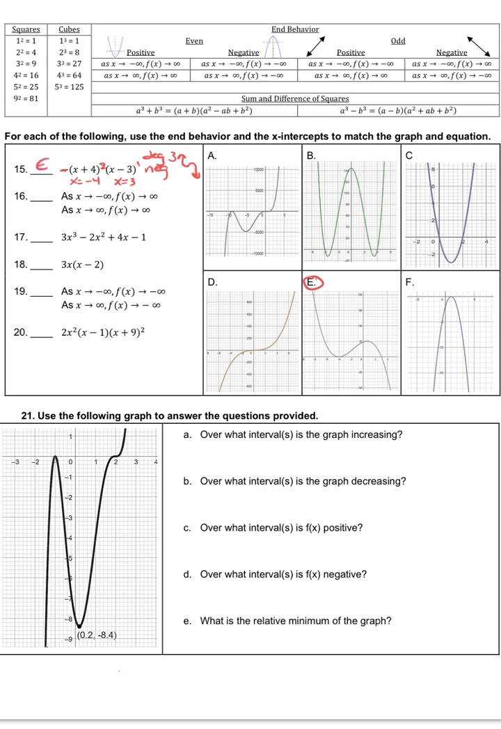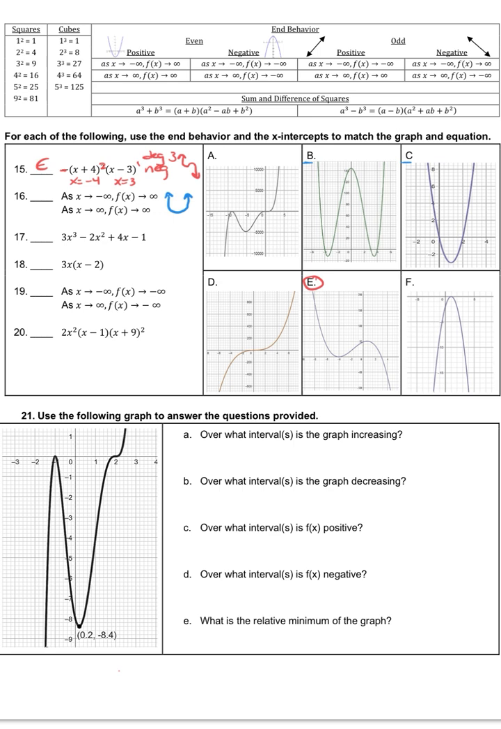Okay, the next one, all you're given is end behavior, but you see how they're both positive. So that means that graph has the shape of this. They're both going to positive infinity. So that one is either going to be B or C, but we're not sure which one yet. So we're going to skip it for just a second and come back to it.